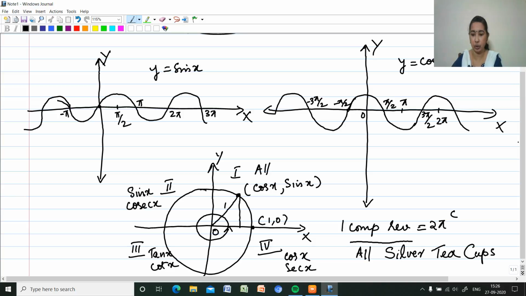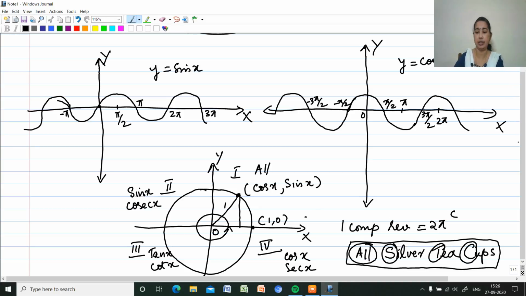Remember that statement so that you can always understand in which quadrant which is positive and which is negative. First quadrant all are positive, second quadrant sine is positive, third quadrant tan is positive, and fourth quadrant cosine is positive. So once again, all silver teacups. That is the way in which you can find out in which quadrant which one is positive, which one is negative.